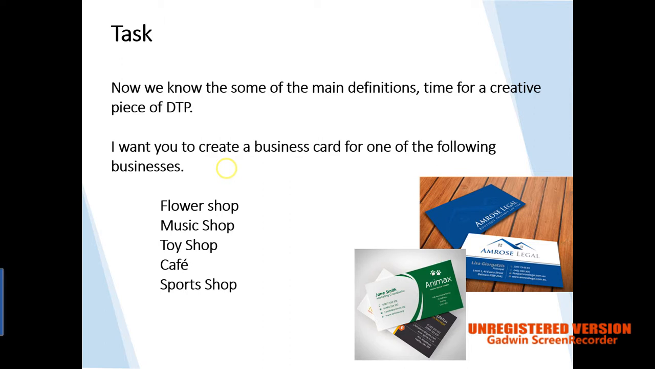If you want to see one of the assignments, remember I showed you the SQA webpage. You can go on there and look at a previous assignment, and you'll see that sometimes it's quite tricky. They're not going to give us something which is dead easy. It's going to be something a little bit trickier. So I've chosen a flower shop, music, toy shop, cafe, sports shop. I've tried to vary it a little bit.